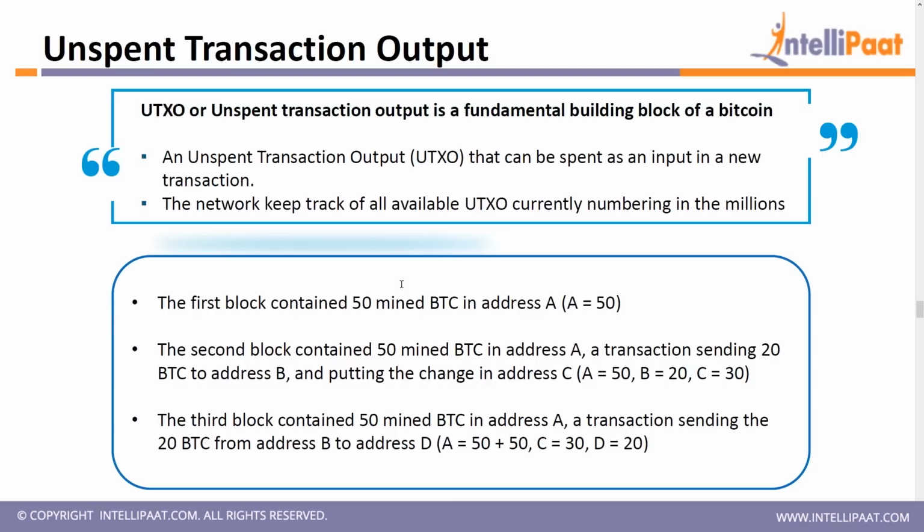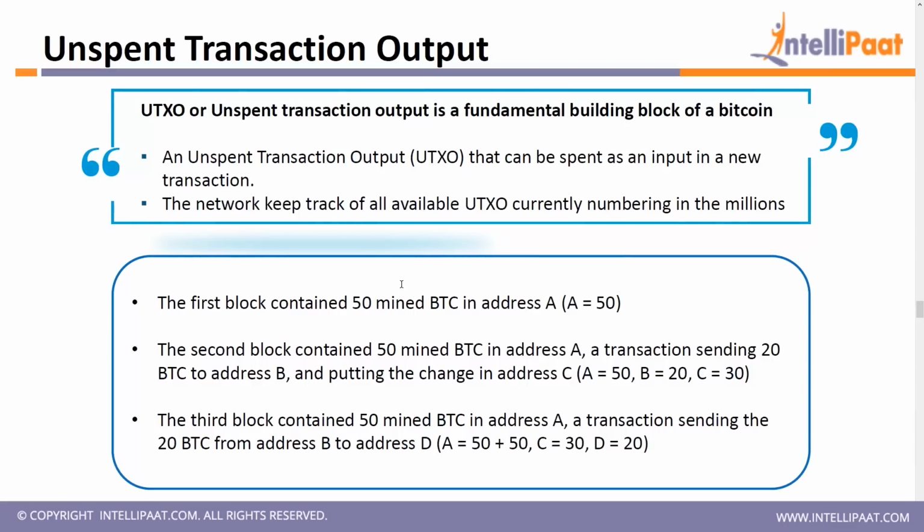Unspent transaction output. How an unspent transaction looks. UTXO, or unspent transaction output, is a fundamental building block of Bitcoin. An unspent transaction output can be spent as an input in a new transaction. The network keeps track of all available UTXOs, currently numbering in the millions. So these are the stored coins or Bitcoins that are available in the Bitcoin network that are unspent and stored in the form of unspent transaction outputs.